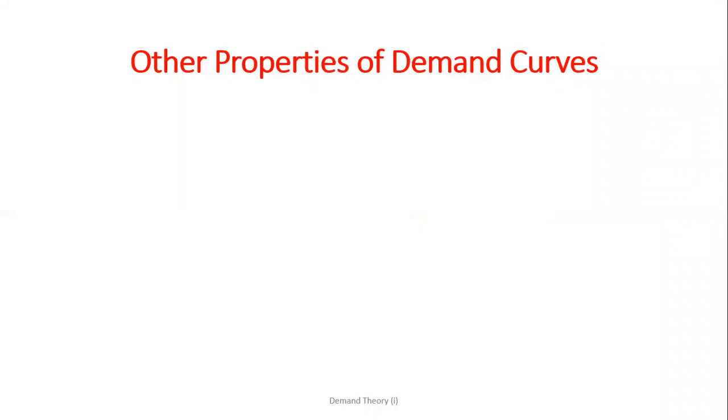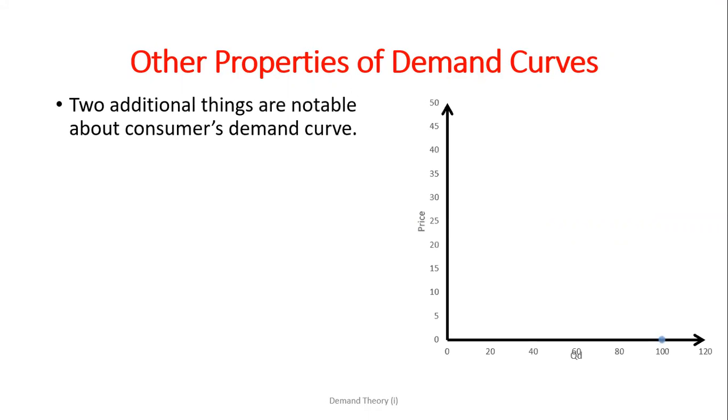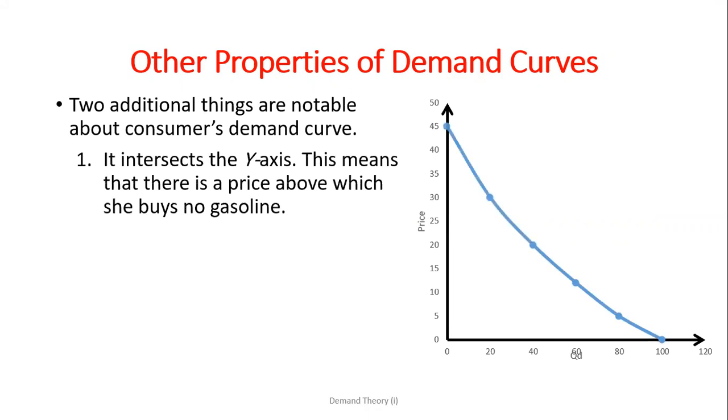Next, we discuss some other properties of demand curve. Students, there are two notable facts. One, that demand curve touches y-axis. This shows that if the price goes above this level, which is 45 in our example, the consumers will not buy any quantity of the good. Why is this so? Because the consumer thinks that the value or the utility that first unit of gasoline gives is lesser than the amount he is paying.